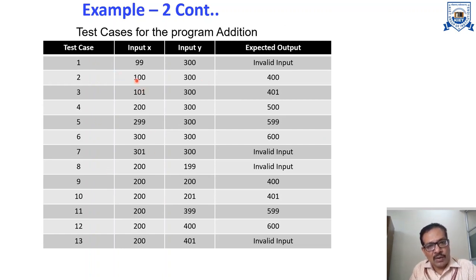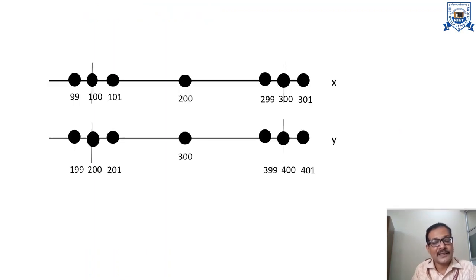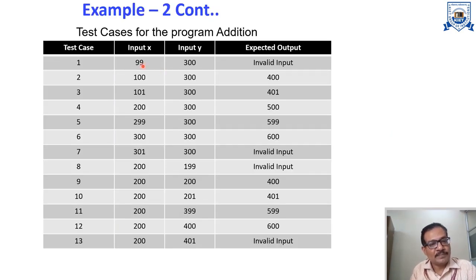So all the possible values of x, you see 99, 100, 101, 200, 299 and 300 and 301, and the average value of y, and similarly the average value of x and all the possible values of y. So this is the way you can go for giving the expected output. Here all the possible values of x and the average value of y I am taking, and all the possible values of y, and I am going to take the average value of x, right? So this is the way you can go for generating the number of test cases.